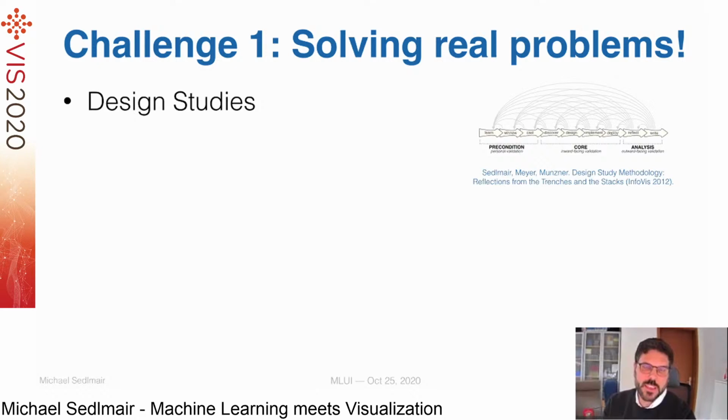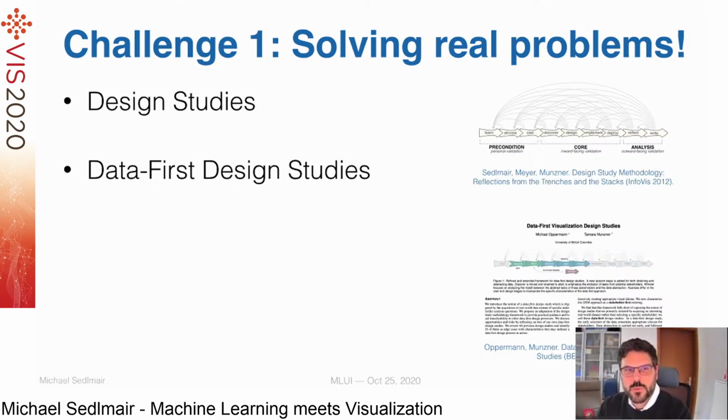Myself also, with Miriah Meyer and Tamara Munzner, we had this design studies paper that we were super proud of. And I think it helped some people, at least it helped us, when we are working together with real users on real problems. And I think this is helpful, but for the close combination of machine learning and visualization, we need to go further. So what do I mean?